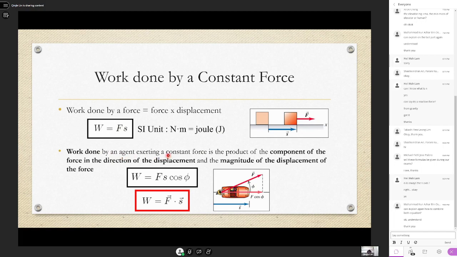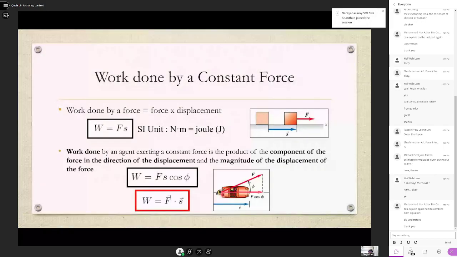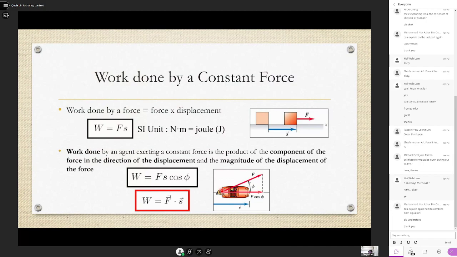Work done by an agent exerting a constant force is the product of the component of the force in the direction of the displacement and the magnitude of the displacement. This statement is just trying to say that only the component of the force in the direction of the motion is counted, which is why the scalar product is used. So the actual formula for work done is F dot S. That's why it will come to Fs cosine phi. If it's not in the same direction, it's not counted as useful work done.